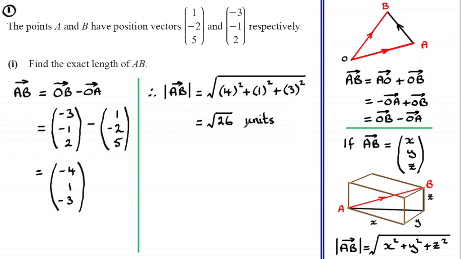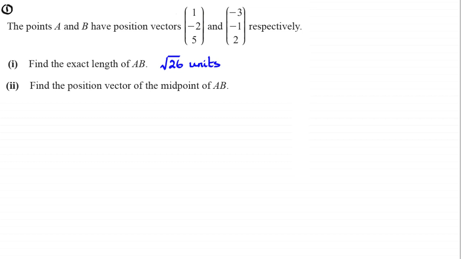Right, let's just move on with this question now. It's going to get progressively harder as we go through this. So I've got 2 whole questions to do. They've got several parts in them. So we've got this one now. It's the same question. I've just written up here that the length of AB is root 26 units.